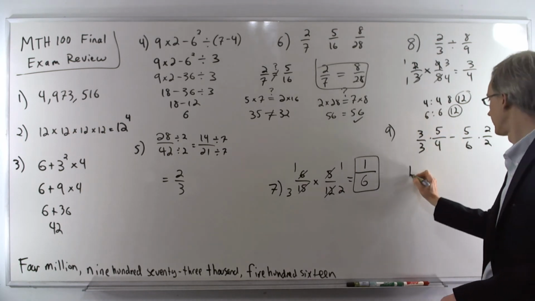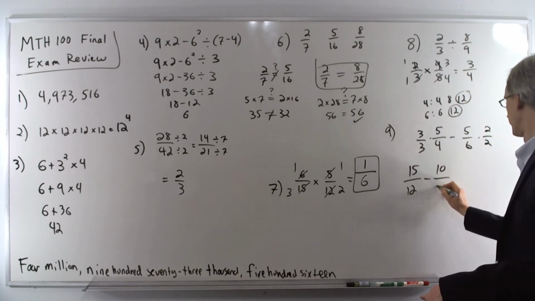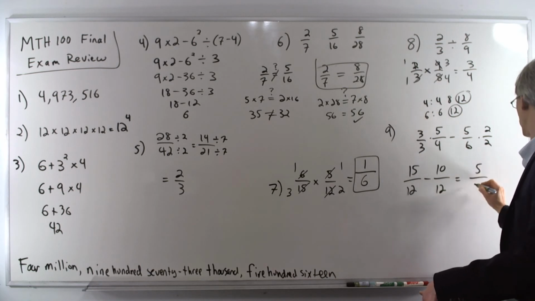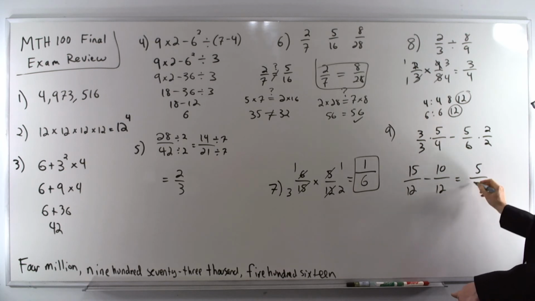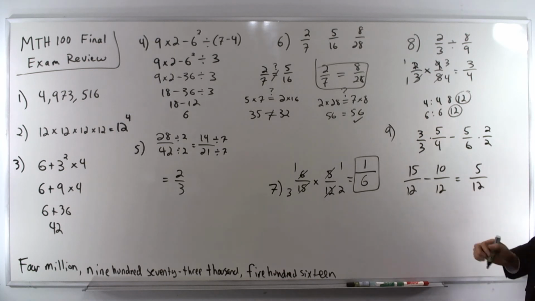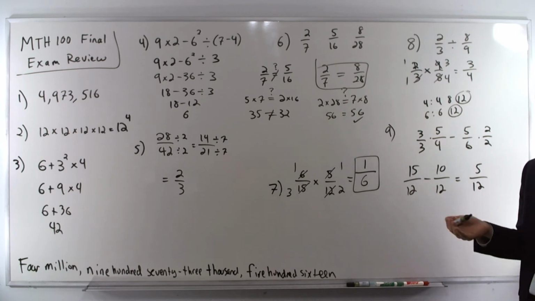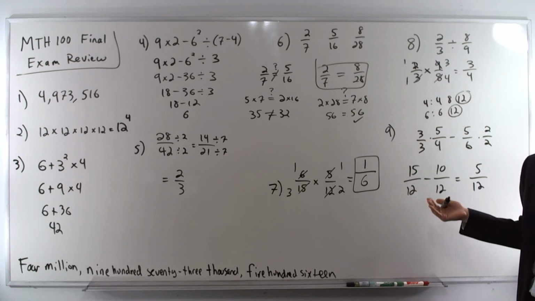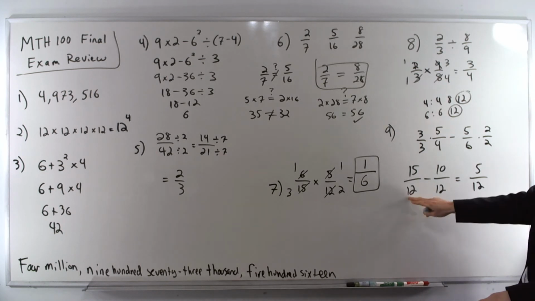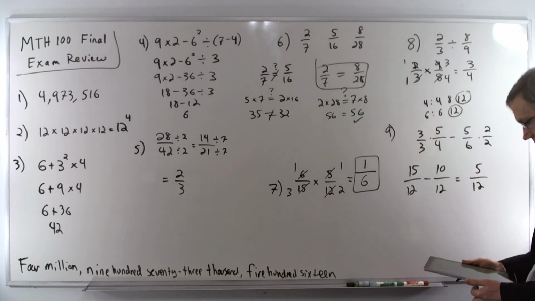So 3 times 5, we got 15 on top, 15/12, minus 5 times 2 is 10. And now that we have a common denominator, now we can subtract. Now when we subtract, the denominator does not change because the denominator tells us the type of thing we're adding or subtracting. And that doesn't change when we add or subtract. If I take 3 basketballs plus 5 basketballs, I get 8 basketballs. I don't get 8 volleyballs. We're not changing what we're adding or subtracting. So 12 stays the same, subtract across the top, and the answer is 5/12.